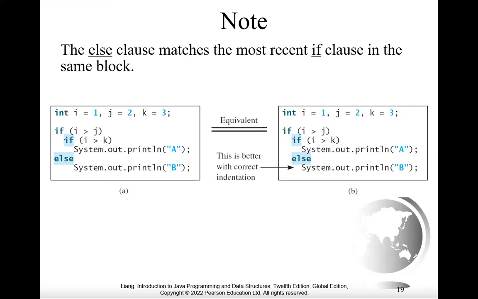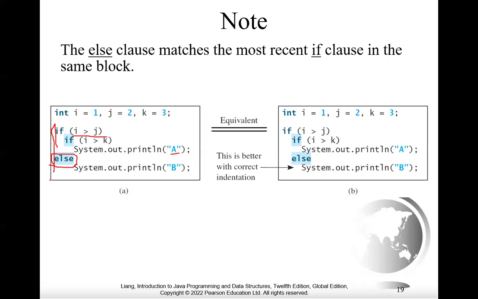Also, we discussed this in C, it is about the same thing. We evaluate if I is greater than J. If I is greater than J, then we want to check if I is greater than K. So if I is greater than J, we come here and we evaluate if I is greater than K. So if I again is greater than K, then we print A. Else, print B. So the question is, who does this else belong to? If you look at the indentation, the else belongs to this first if.